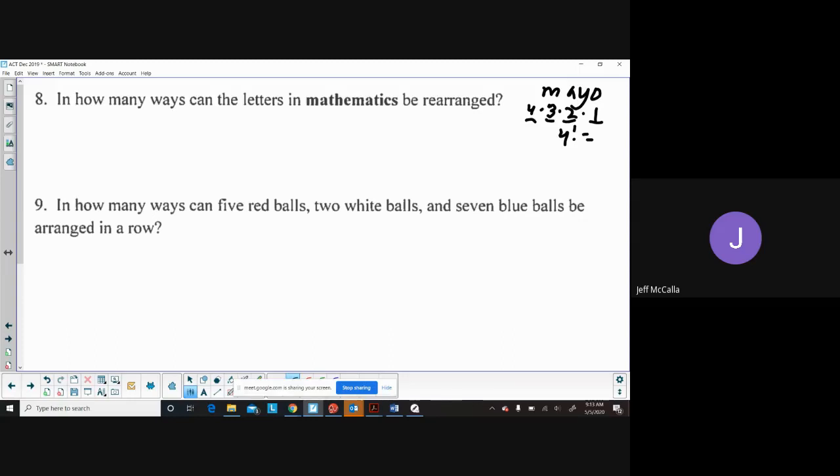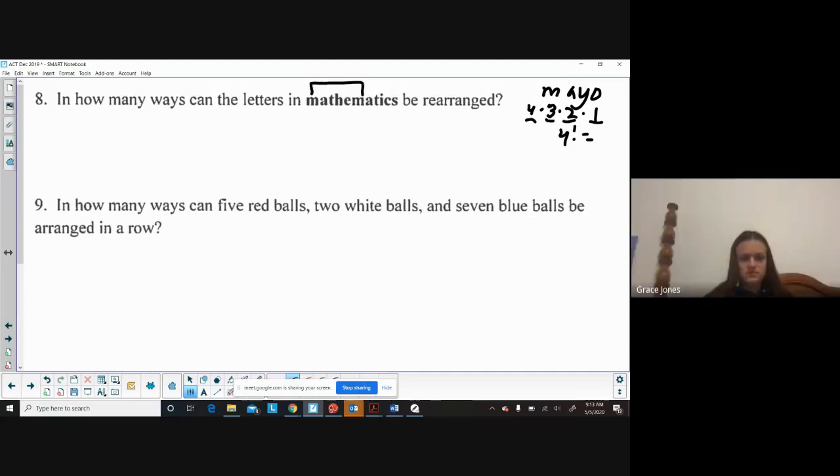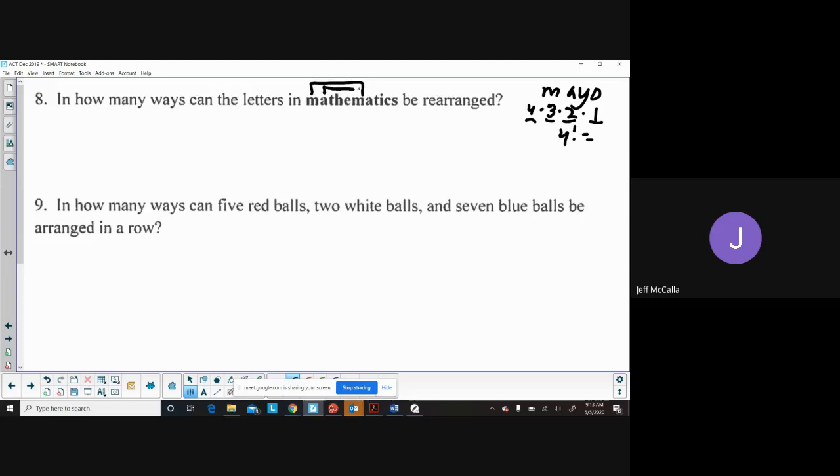So a very straightforward question, if all the letters are different. That's the key in that one. Hopefully you recognize on this one there are some overlaps. Do you see how there's 2 M's? There are 2 A's. Is there any other repeat? T. And 2 T's, right? So there are 3 letters that are repeated. Because there are repeated letters, this is not a straightforward problem like this one is.